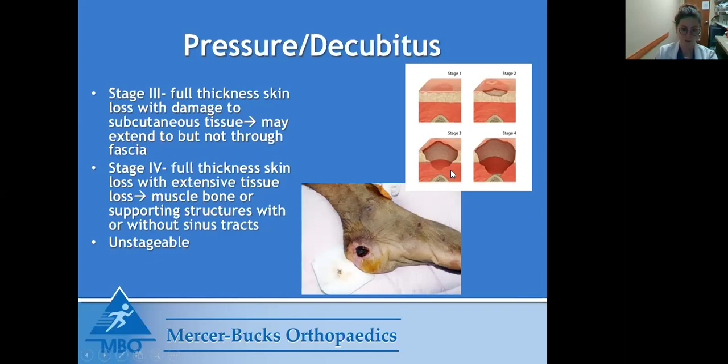And it could extend to it, but not through it. If it goes through it to the muscle, the bone, the tendon, then it is known as a stage 4 ulcer. And it is full thickness, but with extensive tissue loss.